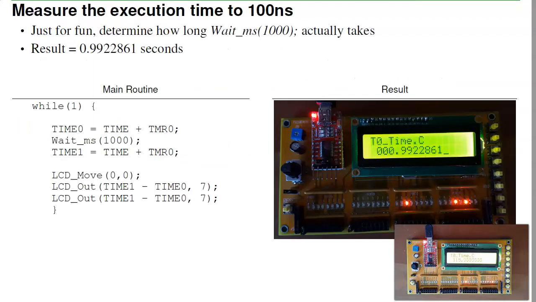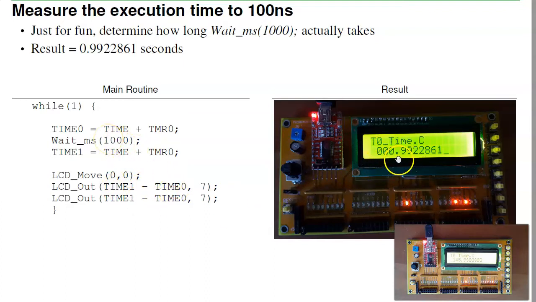So with that, let's have some fun. Let's see how long different routines take. For example, before we had this wait millisecond routine. Wait millisecond is supposed to take 1,000 clocks, or 1,000 milliseconds, 1 second. Well, let's check that. I'm going to save the time before I call this routine, save the high 16 bits and the low 16 bits, call wait, now save the time, display the difference in time, and that will tell me how long the wait routine took.